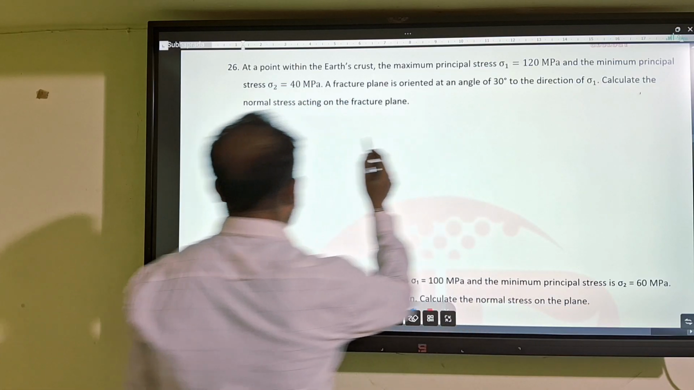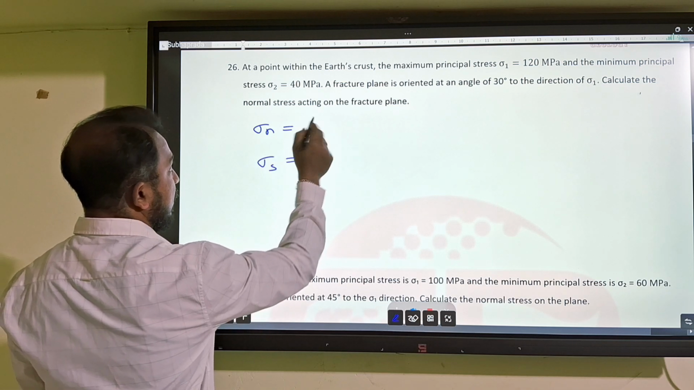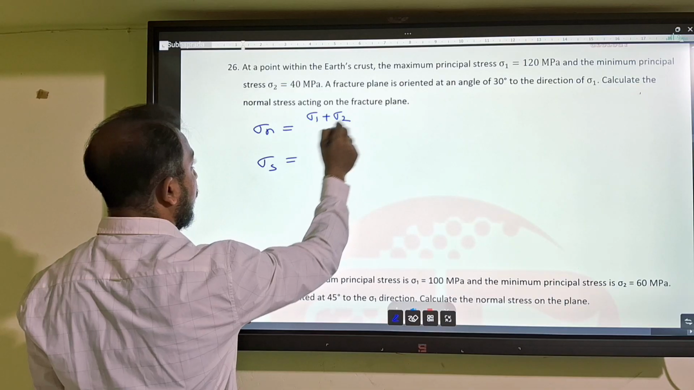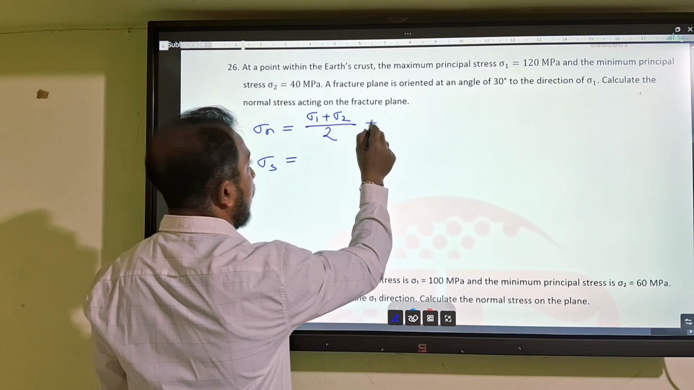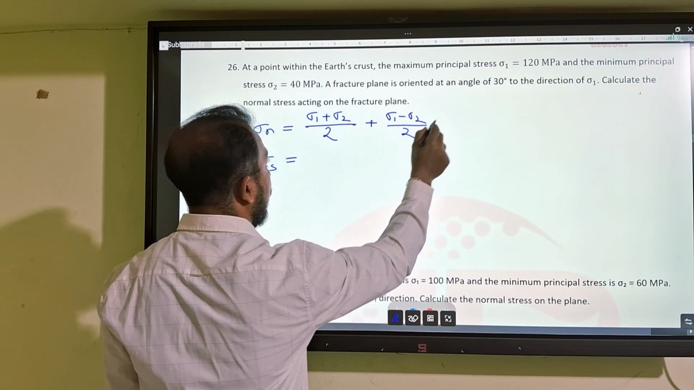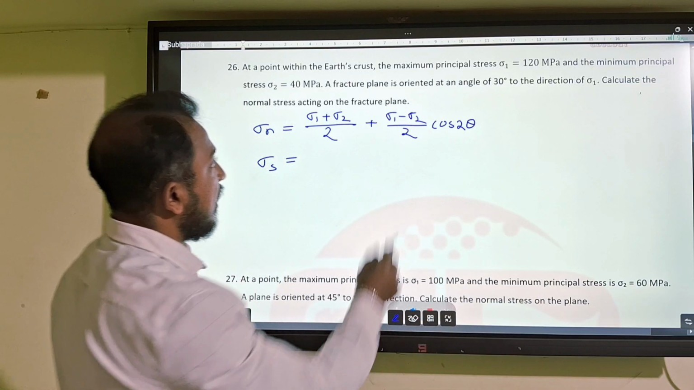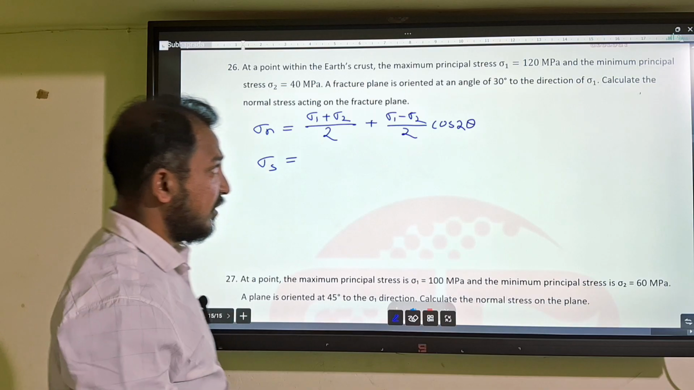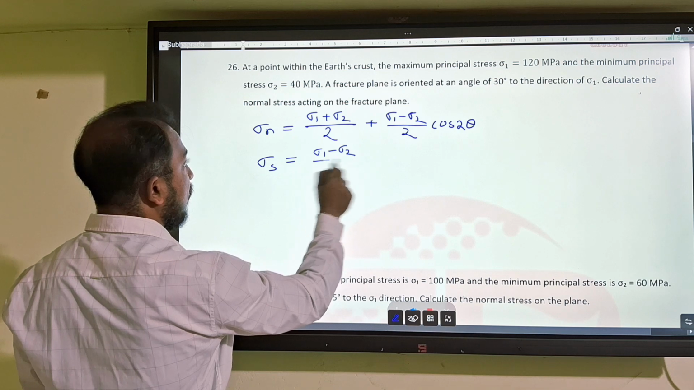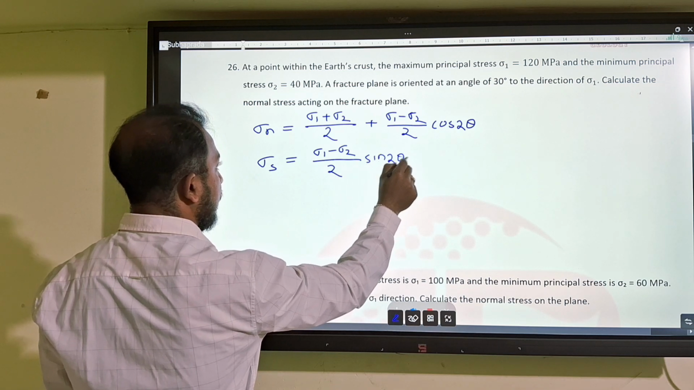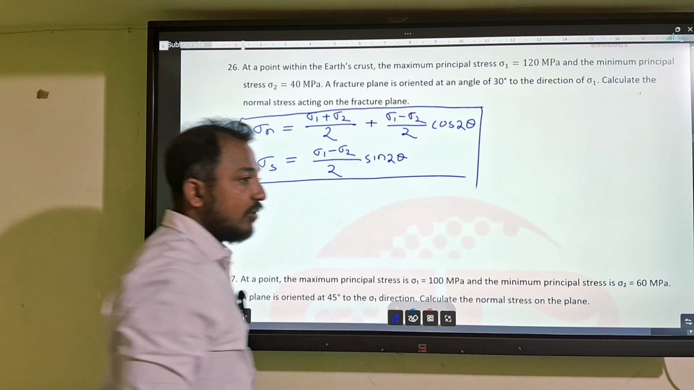So next, remember the formulas. There are two formulas, for normal stress calculation and shear stress calculation. Normal stress is sigma 1 plus sigma 2, or sigma 3, that is maximum plus minimum, divided by 2, plus sigma 1 minus sigma 2 divided by 2 cos 2 theta. Theta is the angle of 30 degrees to the direction of sigma 1. Then shear stress is sigma 1 minus sigma 2 by 2 sin 2 theta. So remember these two formulas. We will apply them in these numericals.